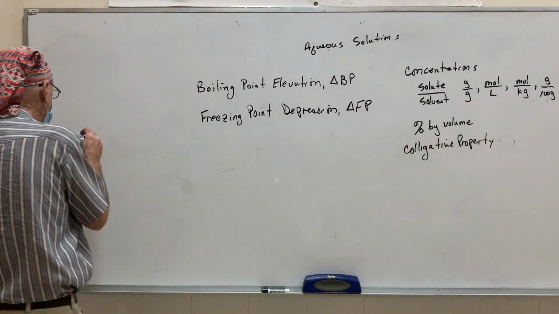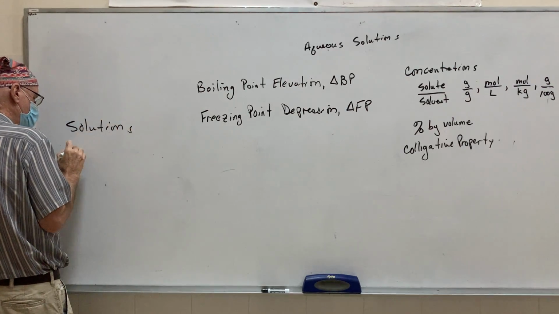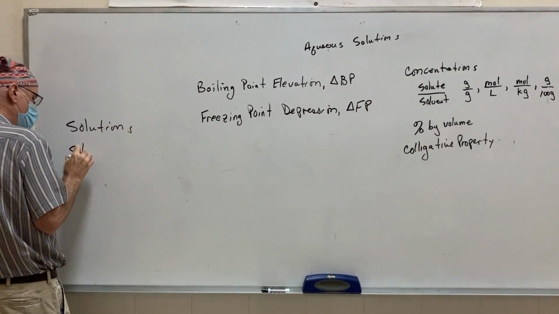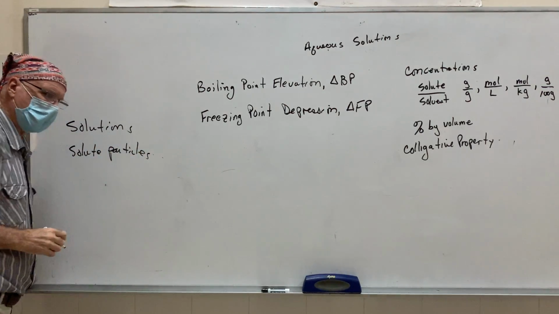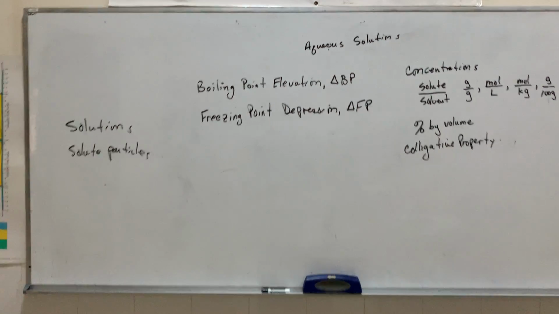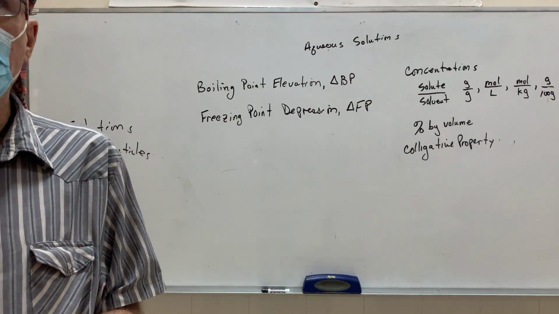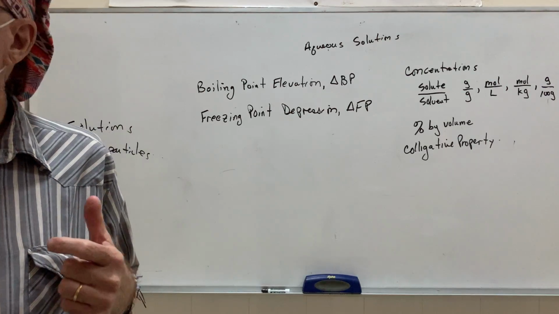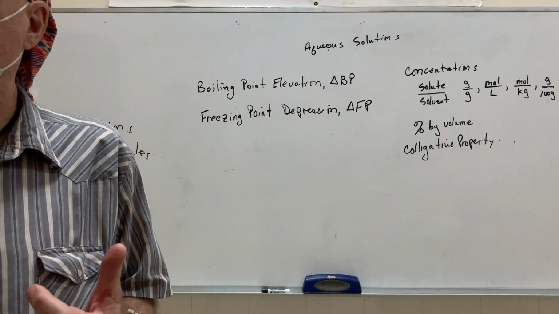So it's going to be a property of solutions, and it's going to be solute particles. And it does not depend upon their identity. It doesn't depend on the identity of the particles. So you could be using sodium chloride or calcium chloride, and it's just the number of particles that are involved, correct?